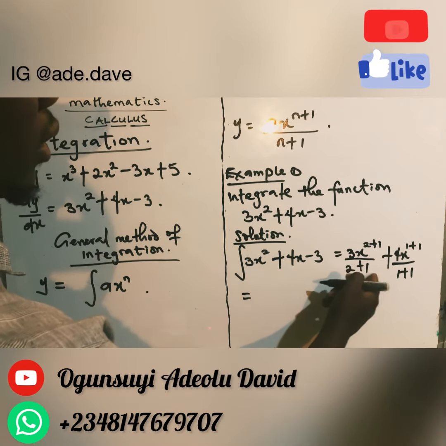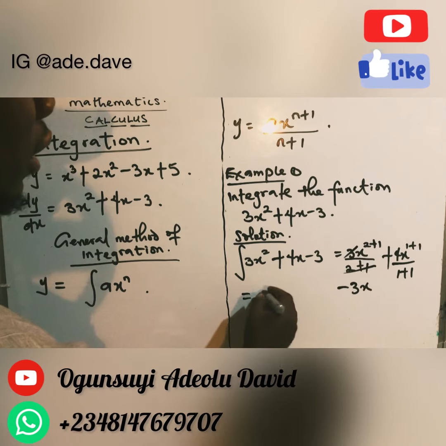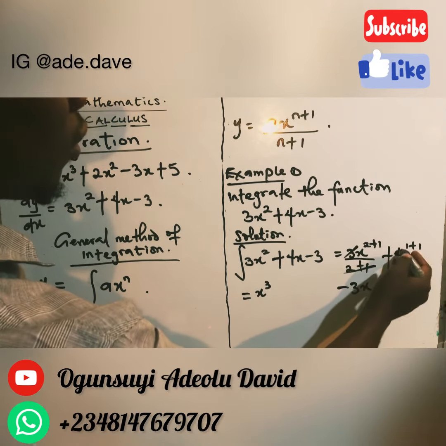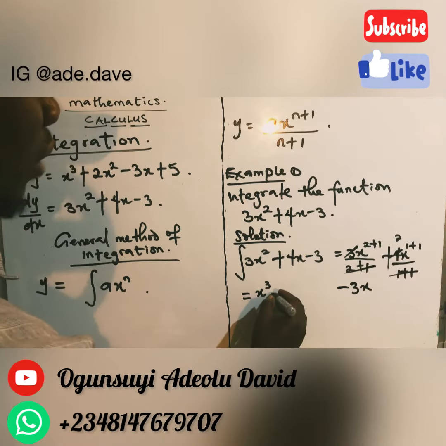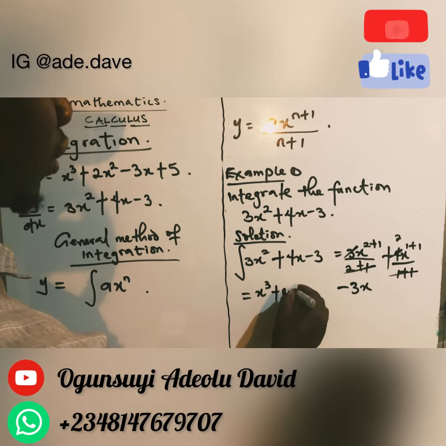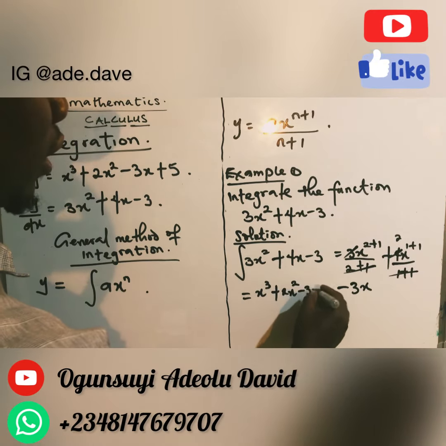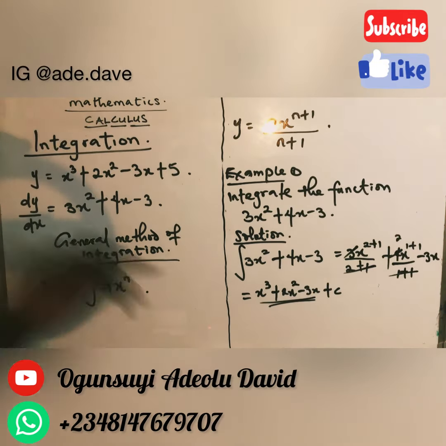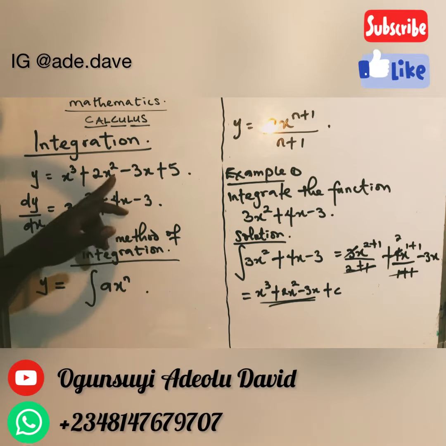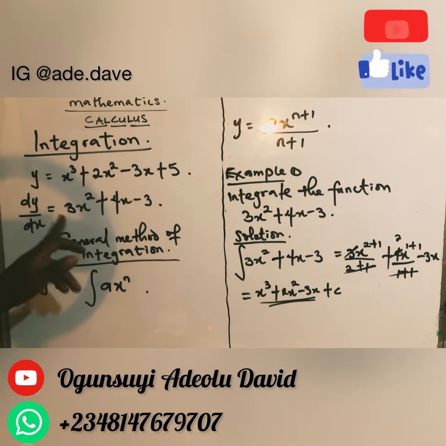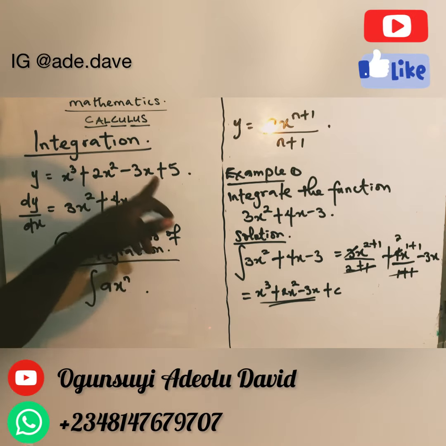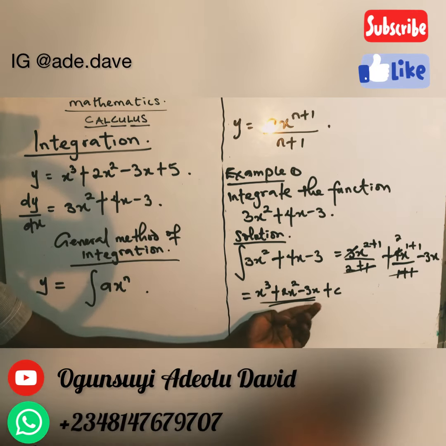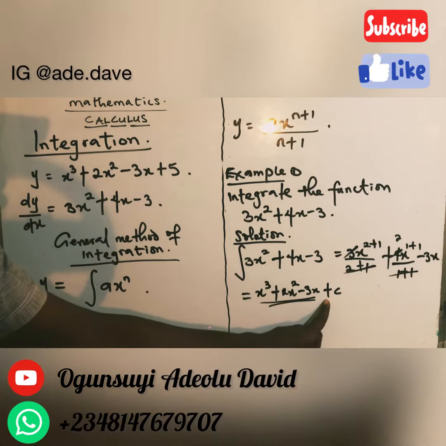So that means you have 2 plus 1 is 3, so this can cancel this. Then I have x cubed. Then 4 over 2 is 2. So I have plus 2x squared, then minus 3x, then plus constant c. If you observe, I have been able to get back this particular function by integrating this, but I cannot get my constant. So instead of leaving the question and your solution like this, you have to put plus a constant.